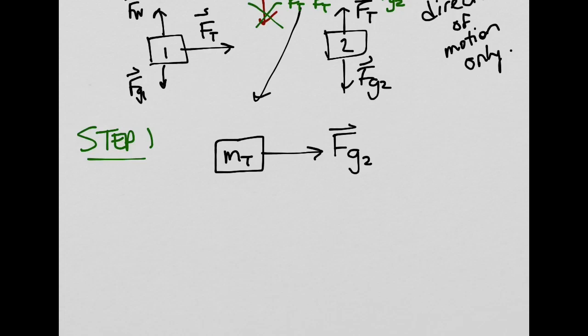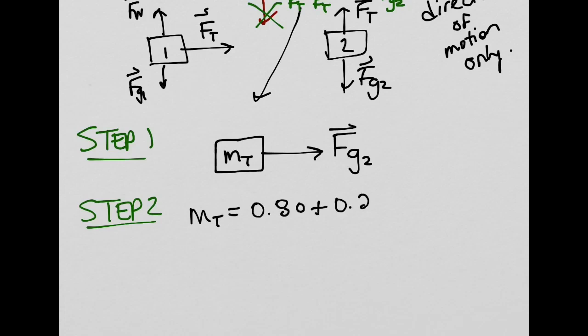Well, we're going to continue with this question here, going into step 2. Step 2 says find the total mass. Total mass is going to be the mass of mass 1 plus the mass of mass 2 to give you the total mass, 1 kilogram.